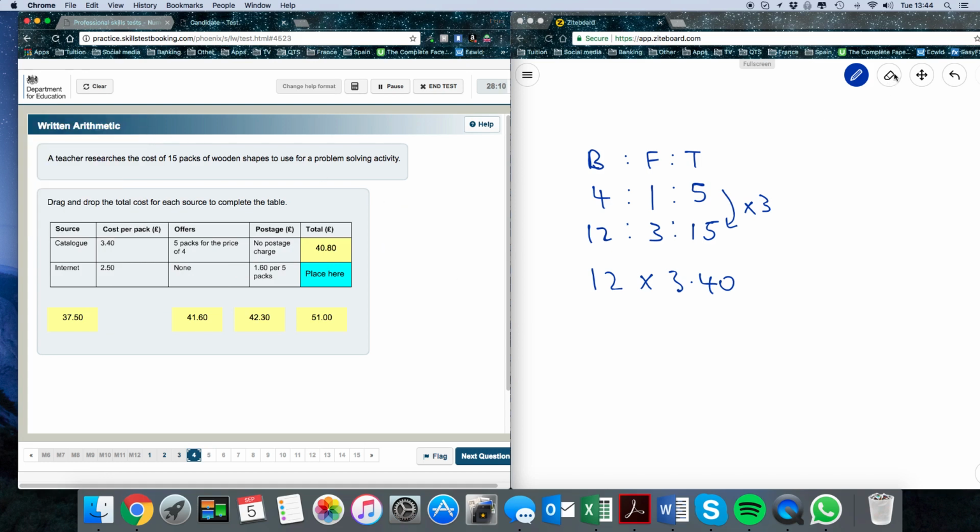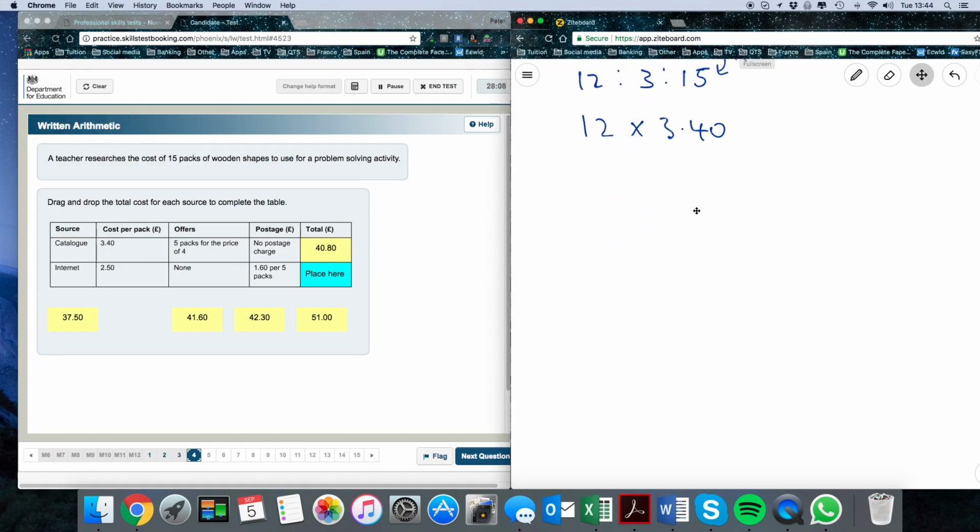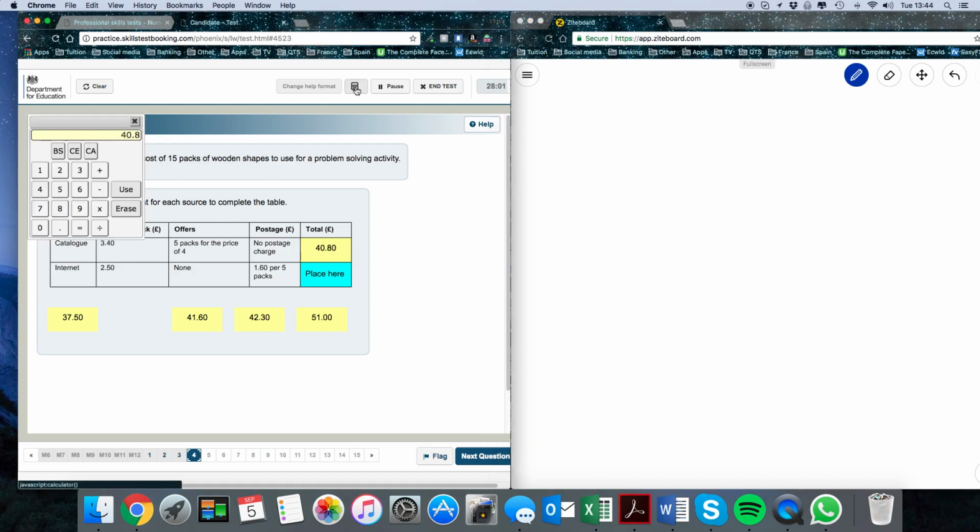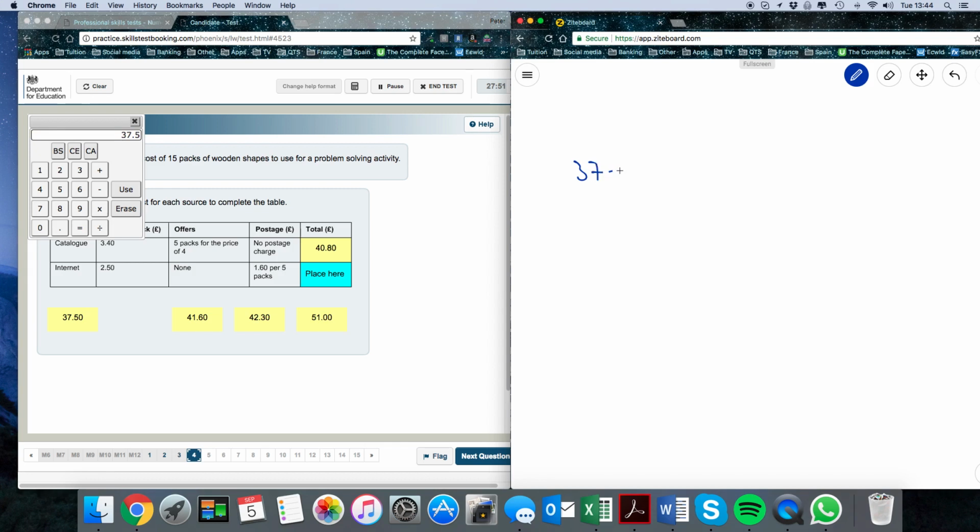Okay. Now the next one. Completely different. It's a very simple one. There isn't an offer. There is no offer at all. So really, you just go straight in and say, right, we're buying 15 packs at £2.50 each. Okay, so we plug that in the calculator and get that number jotted down. £37.50. Okay, that's the price.